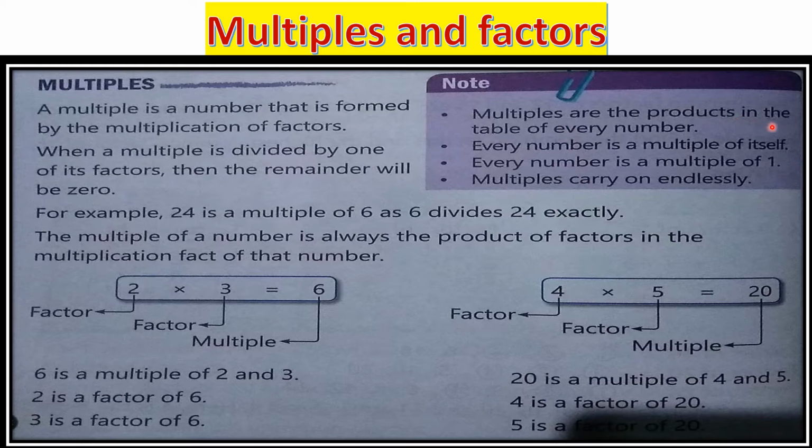Note down. Multiples are the products in the table of every number. Every number is a multiple of itself, and every number is a multiple of 1, and multiples carry on endlessly. There is no end of multiples. Got it, children? There is no end of multiples.